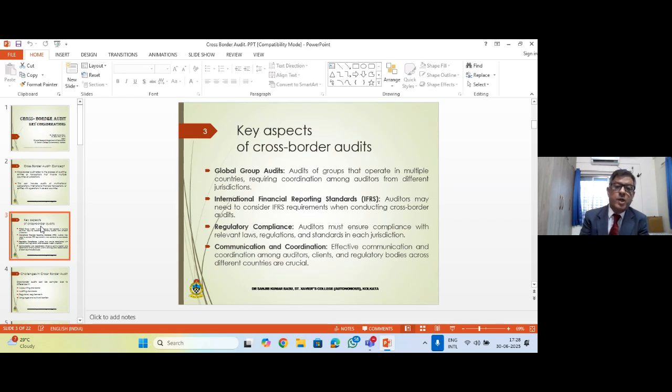English, of course, is an international language. It is required to be translated into the international languages. But in some cases, they maintain their books of accounts in their regional or country language. So that is why it is required to be converted. Effective communication and coordination among auditors, clients, and regulatory bodies across different countries are very, very crucial. I'm not talking about important. Crucial means complex. It is a great job you have to perform in order to do a cross-border audit.